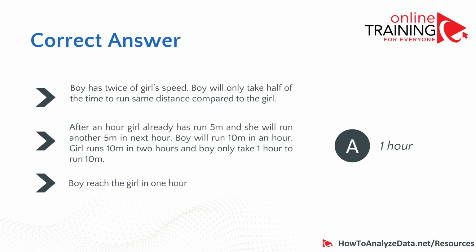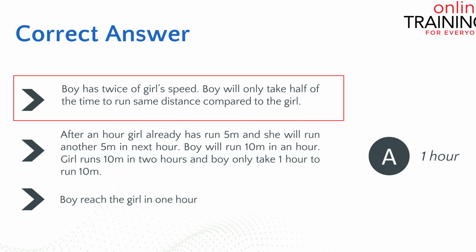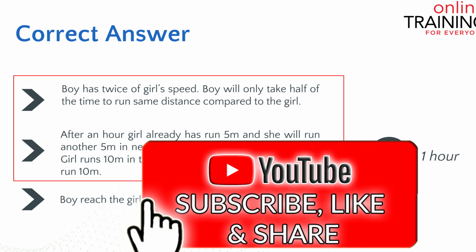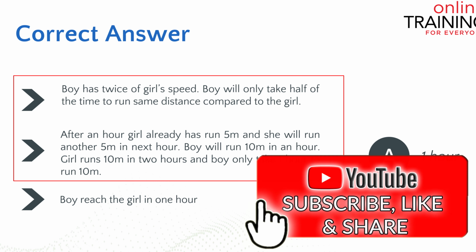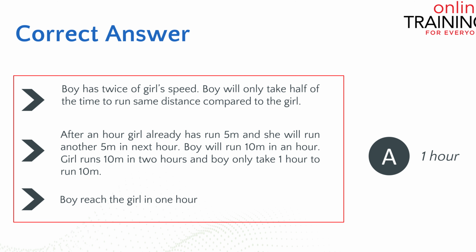The correct answer here is A, 1 hour, and here's the reasoning. Boy has twice of the girl's speed, and for boy it will only take half the time to run the same distance compared to the girl. After an hour, girl already ran for 5 miles, and she will run another 5 miles in the next hour. Boy, on the other hand, will run 10 miles an hour. Girl will run 10 miles in 2 hours, and for the boy it will take only 1 hour to run 10 miles. So boy will reach the girl in 1 hour. Hopefully you've got this one right.